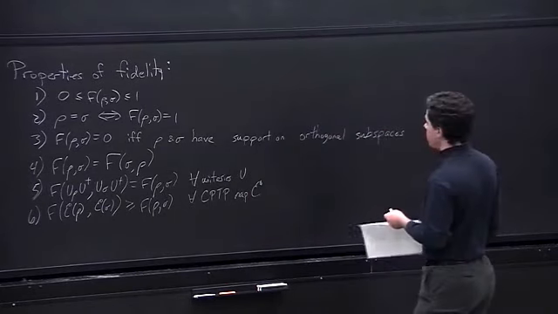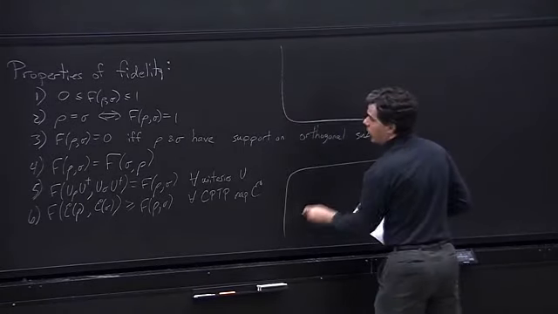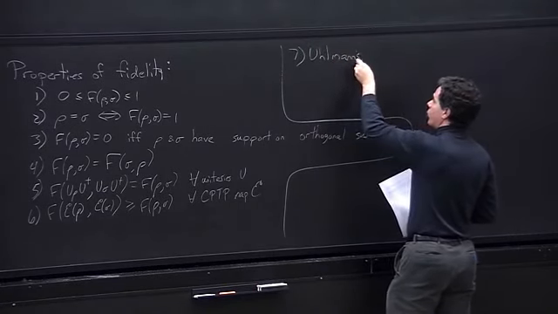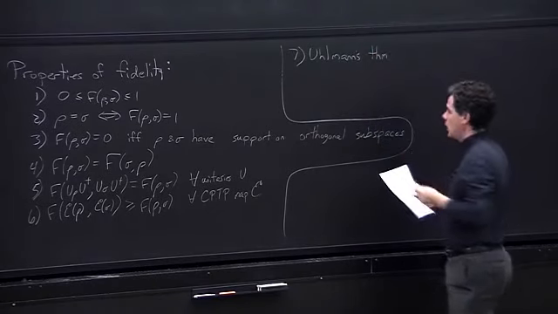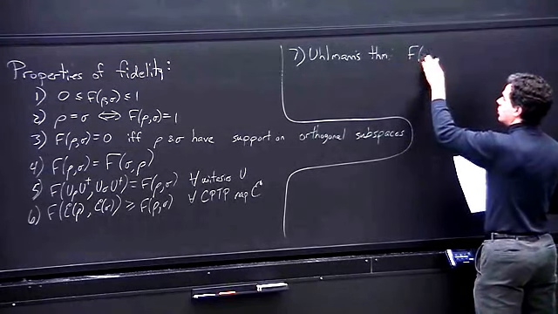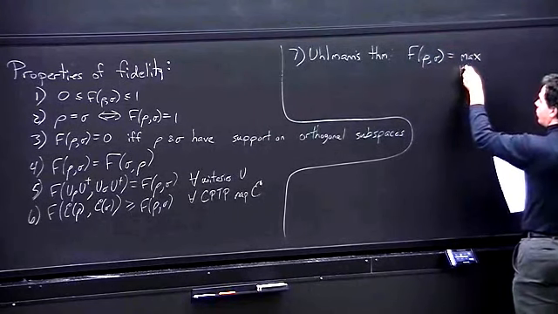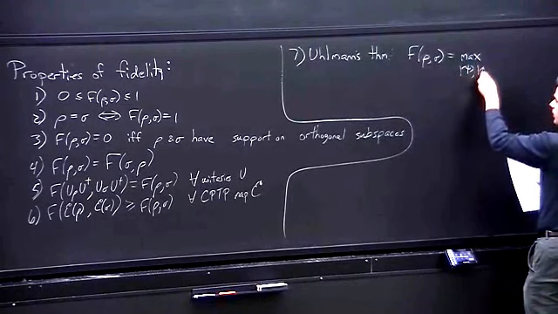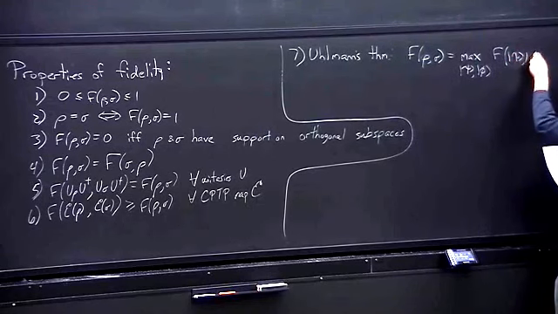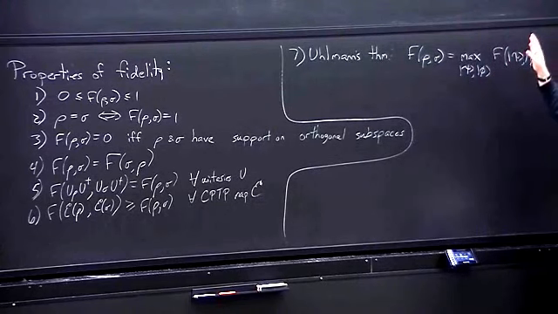And the last one is the most interesting of all. So maybe I will actually give it its own space up here at the top. So this is known as Uhlmann's theorem. And Uhlmann's theorem says that the fidelity between rho and sigma is equal to the maximum over purifications psi and phi of the fidelity between psi and phi. Okay, so this is directly relating this mixed state fidelity to the pure state fidelity.